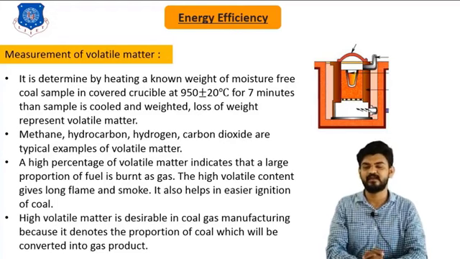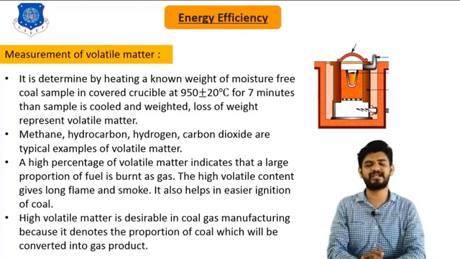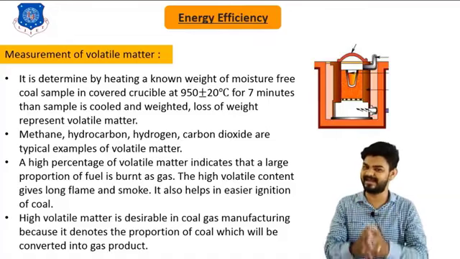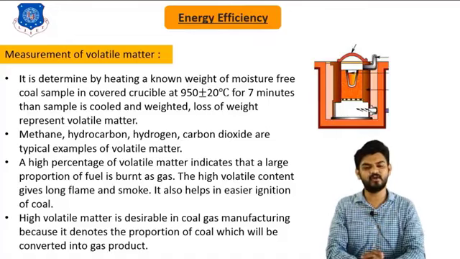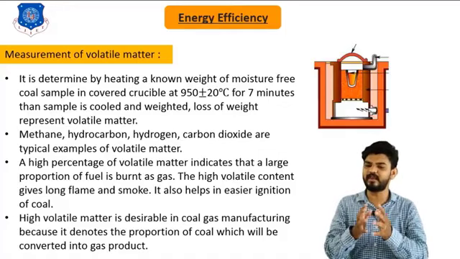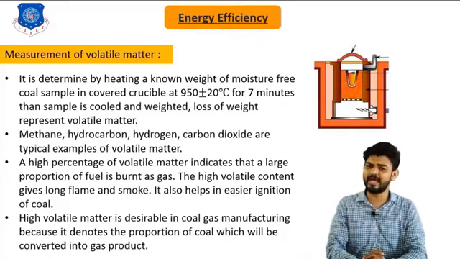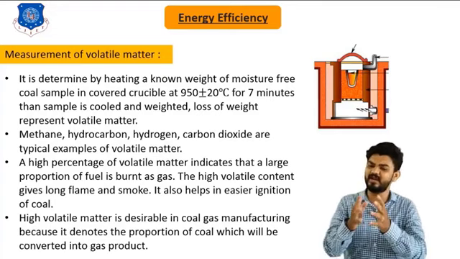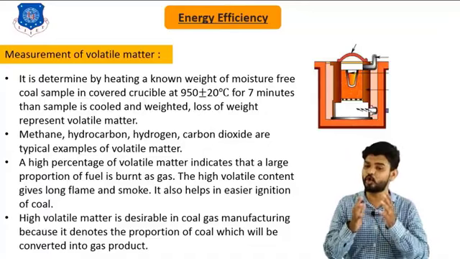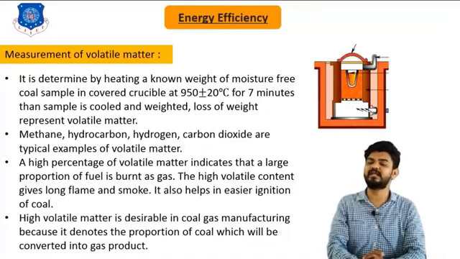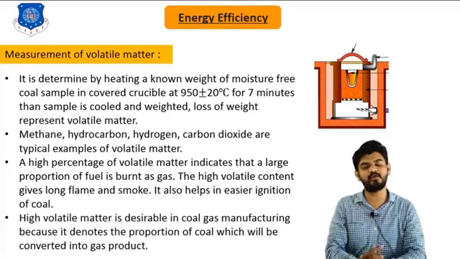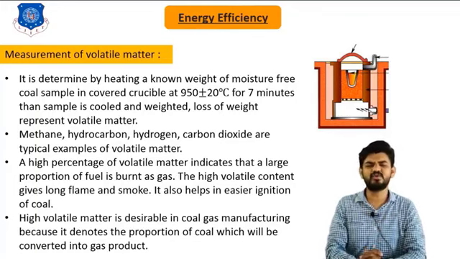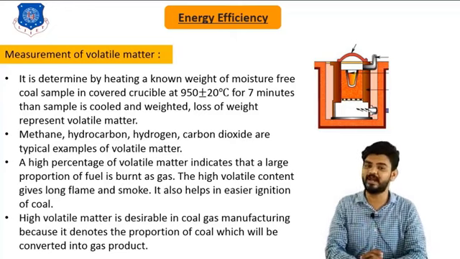in the coal. A high percentage of volatile matter indicates that a large portion of the fuel is burned as gas. This high volatile content gives long flame and smoke. It also helps in easier ignition of fuel. This high volatile matter is desirable in coal gas manufacturing because it denotes the proportion of coal which will be converted into gas after combustion. So this was all about the measurement of volatile matter.